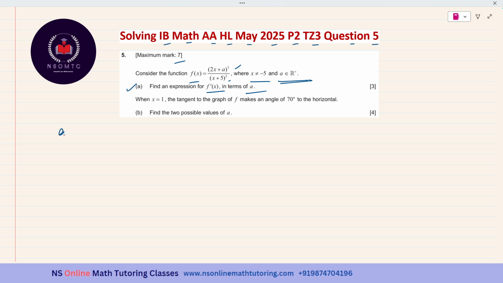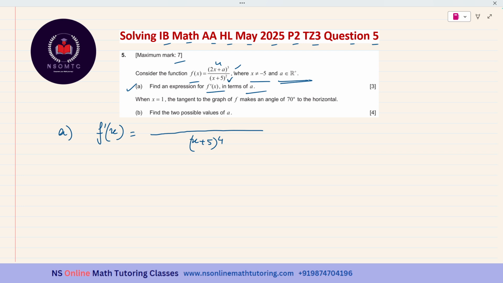I'll be using the quotient rule. So, this will be equal to (x plus 5) raised to the power of 4, since (x plus 5) whole square raised to the power of 2 is 2 times 2 is 4. And now this is u and this is v, so it is u prime v.